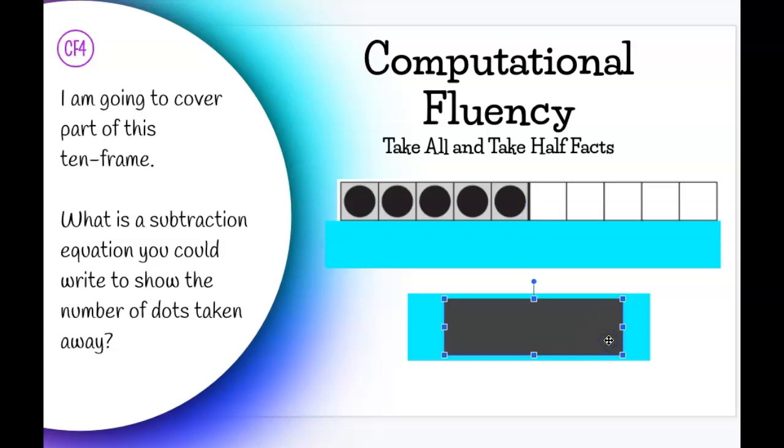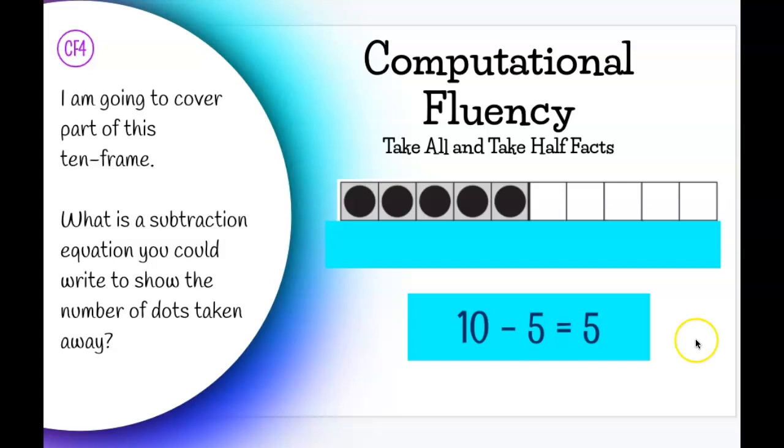Now, if you wrote the equation 10 minus 5 equals 5, good work. We're looking at our take half facts. So we're thinking about how many we've taken away to show half of our original number. Let's practice with another one. Let's look at a different tens frame.